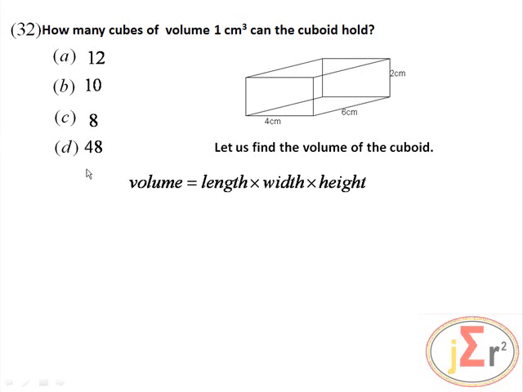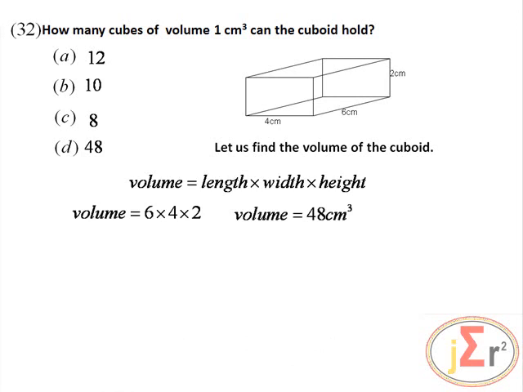So volume is equal to length multiplied by width multiplied by height. So volume is equal to 6 multiplied by 4 multiplied by 2. 6 times 4 is 24, multiplied by 2 is 48. So the volume is equal to 48 centimeters cubed.